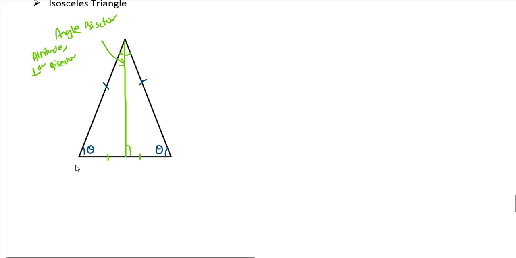But this is not the case if you draw a line from any of the other two angles. So if you draw a line which is perpendicular from this angle to this side, it is not going to bisect these two sides, nor is it going to bisect the angles.